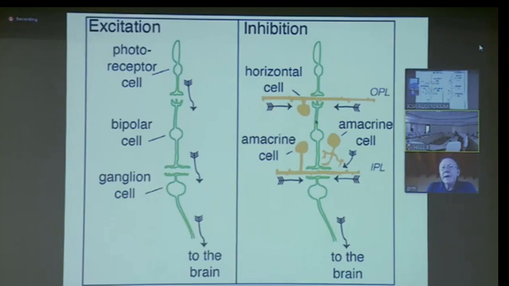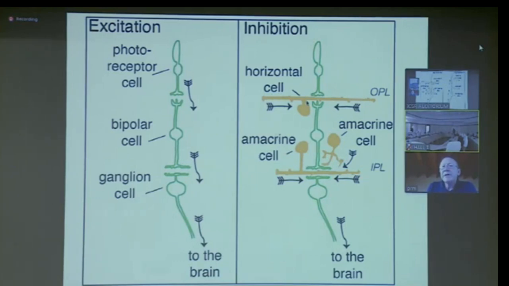So the vertical pathway is mostly what we call excitatory. Depolarizing a receptor could depolarize a bipolar cell, which could depolarize a ganglion cell. But this vertical pathway is modified by the horizontal connections within the retina.